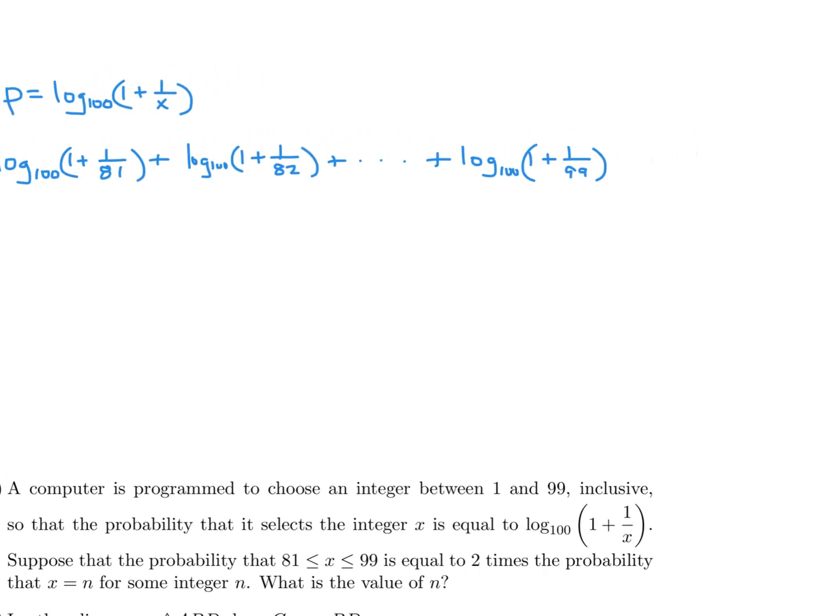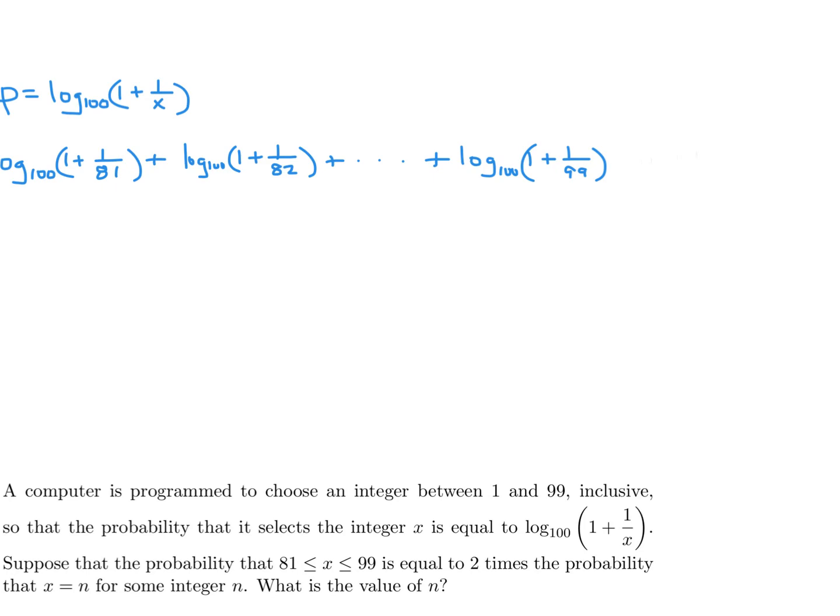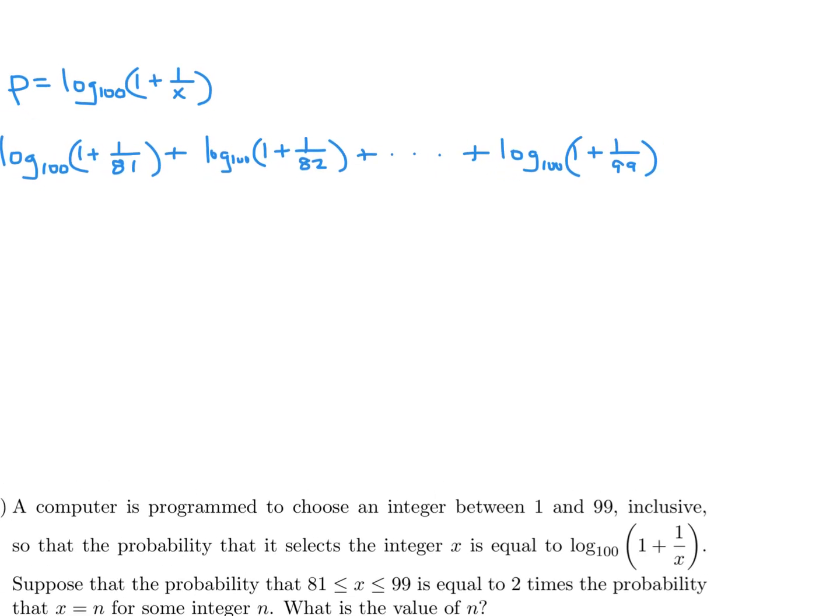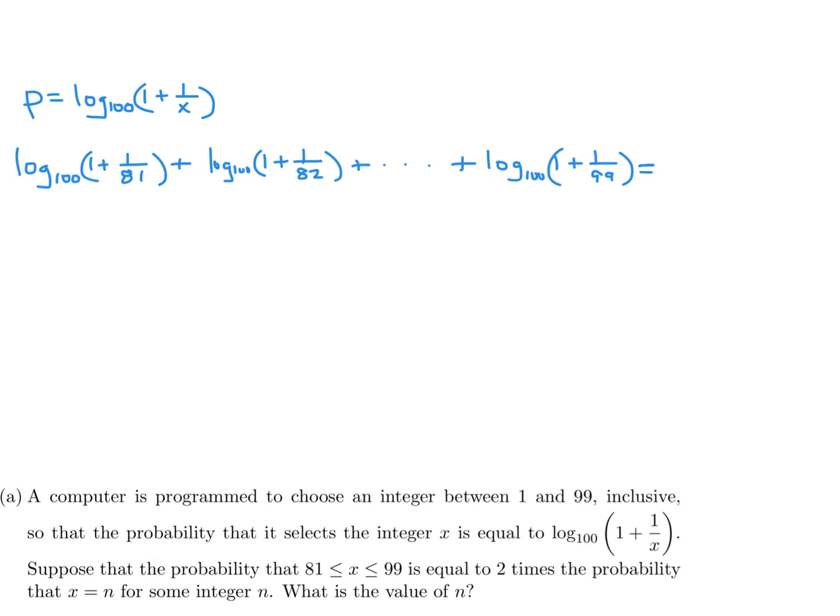Now they're saying that that whole thing is equal to 2 times the probability that you choose n. Well, the probability that you choose n would be the log of 1 plus 1 over n to the base 100. So there you go. There's your equation. We have to somehow figure out the value of n. Okay, shouldn't be so bad. You just have to use some log rules.